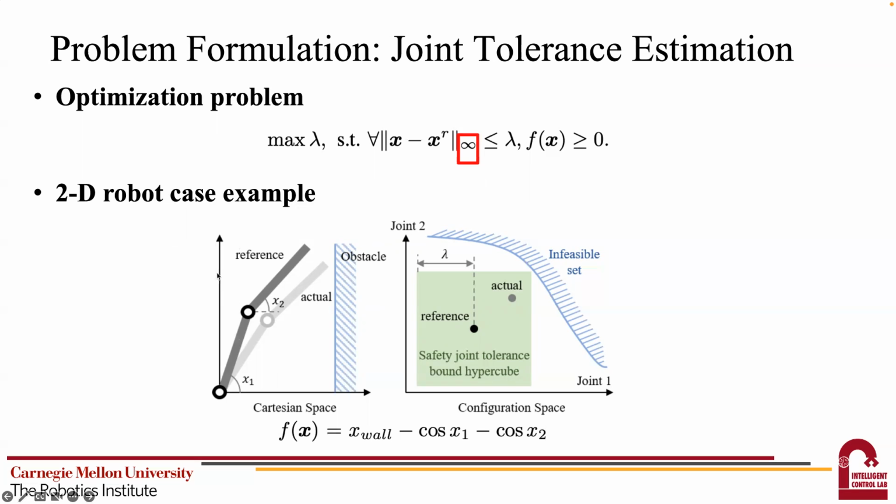The problem is to find the maximum allowable deviation from the reference pose such that the end effector of the robot does not hit the wall. Suppose the lengths of the two links are both 1 and x_i is the i-th joint angle for the robot in the world frame, then the collision avoidance constraint can be written as this. The tolerance is illustrated as the green square in the configuration space.